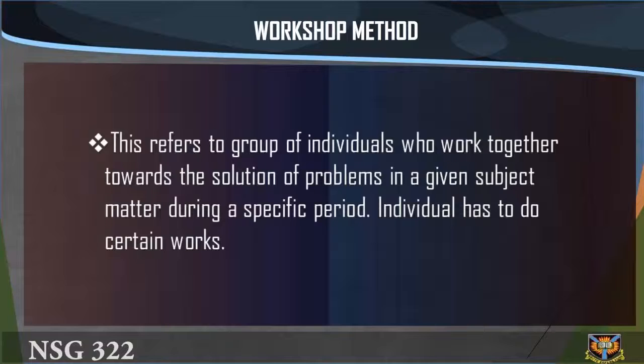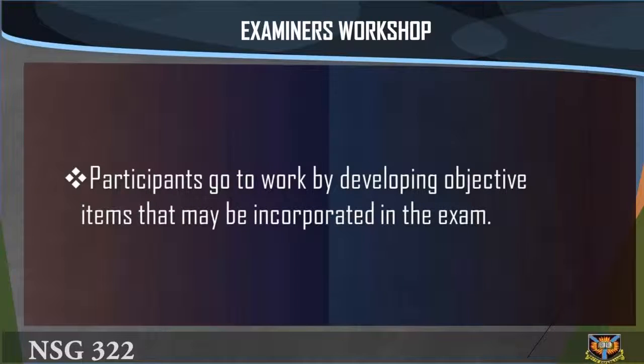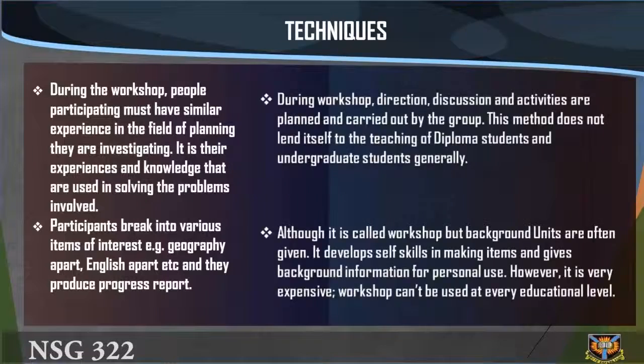Individual has to do certain works. Examiner's workshop: participants go to work by developing objective items that may be incorporated in the exam. Techniques. During the workshop, people participating must have similar experience in the field of planning they are investigating. It is their experience and knowledge that are used in solving the problems involved. Participants break into various items of interest, e.g., geography apart, English apart, etc. They produce progress reports. During workshop, direction, discussion, and activities are planned and carried out by the group.